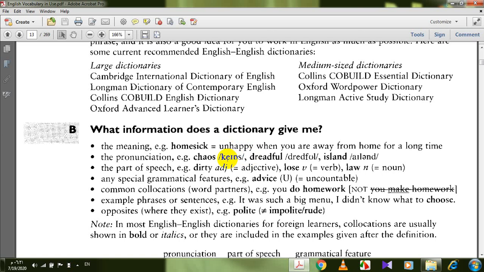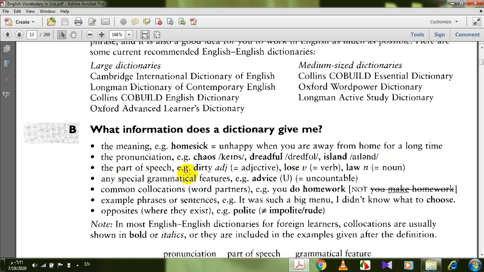This is always provided. These things are always provided next to any word in the dictionary. So if you are looking up a word in a dictionary, you can find next to the word phonetic symbols like these between two slashes. So this is chaos. This is dreadful. This is island. This is the pronunciation. Okay.